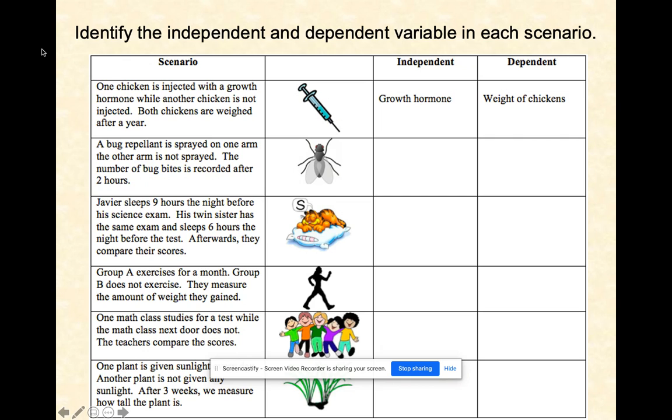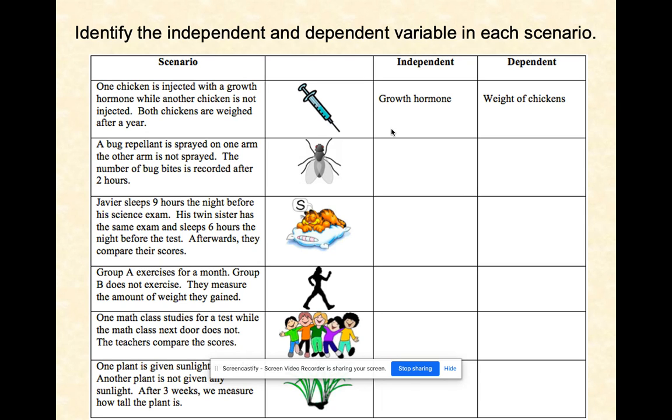So we look at a practice. See the scenario on the left? I did one for you. It says one chicken is injected with a growth hormone while another chicken is not injected. So the scientists set up an experiment trying to inject the chicken to see how they can get the chicken to grow. Both chickens are weighed after 1 year. They're trying to determine what hormone or medicine is going to cause that chicken to grow. The only thing they change, boys and girls, is the growth hormone or medicine. Therefore, that's the independent variable. Did that one for you. Dependent is what's measured. What did they measure to test their experiment? The weight of the chickens.